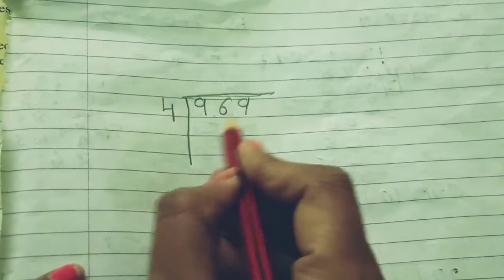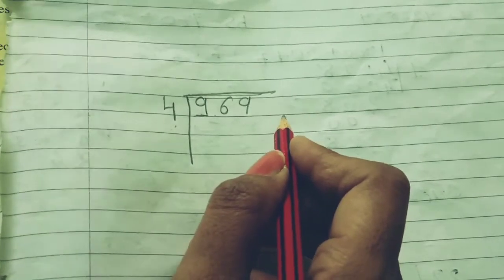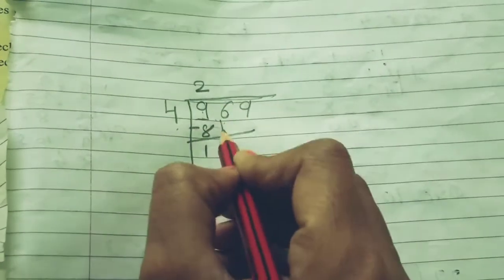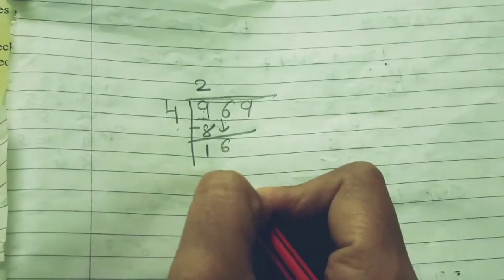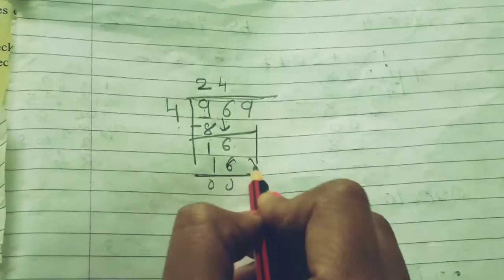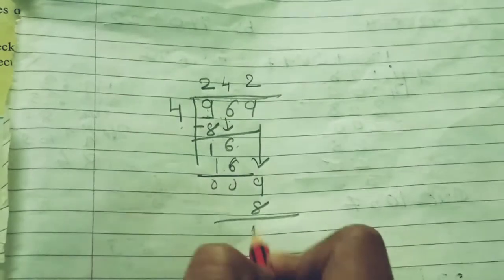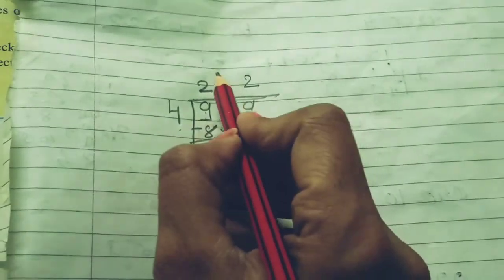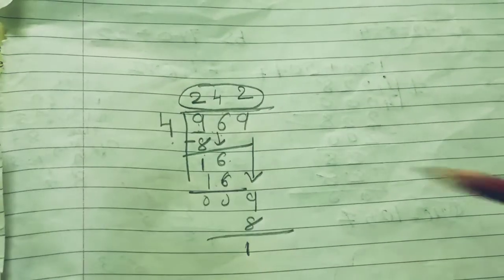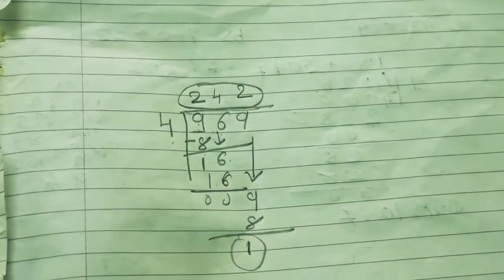Divide 969 by 4. 1 digit. 4 ones are 4. 4 twos are 8. And 4 threes are 12 is not possible. So 4 twos are 8. Then 1 remains. We'll bring down 6. We have 16. So 4 fours are 16. 0. Then again we'll bring down 9. So 4 twos are 8 and 1 remains. So what we can say, 242. 242 children get pencils and 1 pencil will remain.